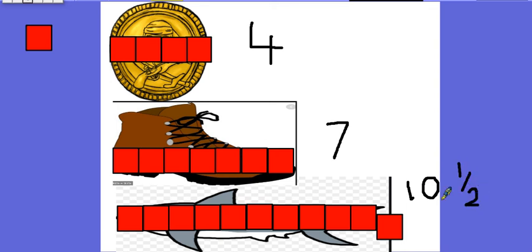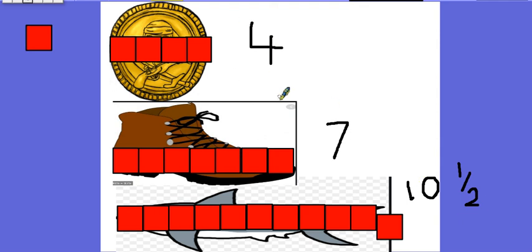So looking at our numbers, I can see that we were right to say that the treasure coin was the shortest because it was only 4 cubes long, and the shark was the longest because it's 10 and a half cubes long, and 10 and a half is a much bigger number than 4.